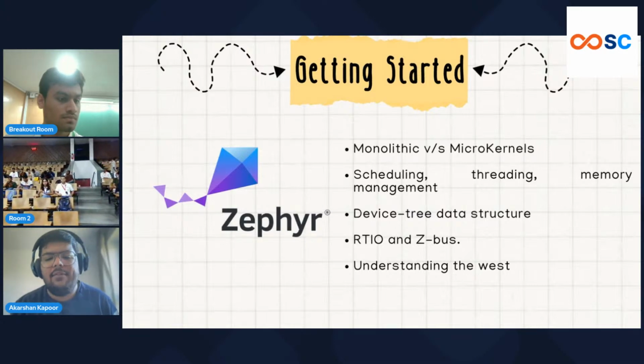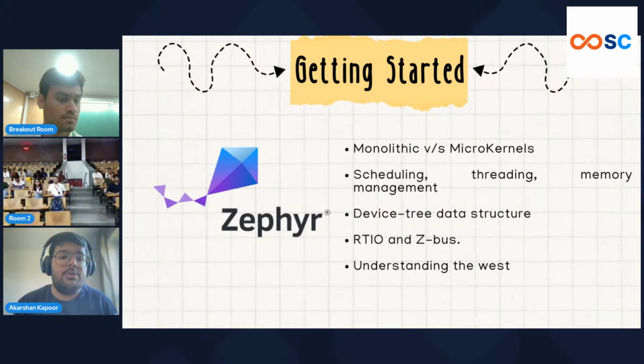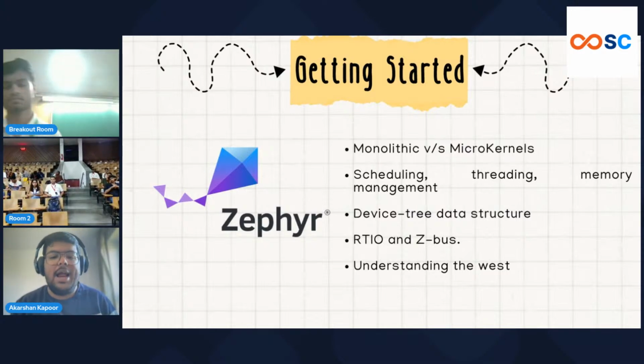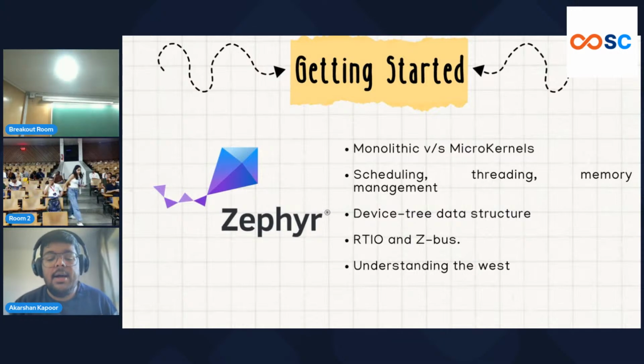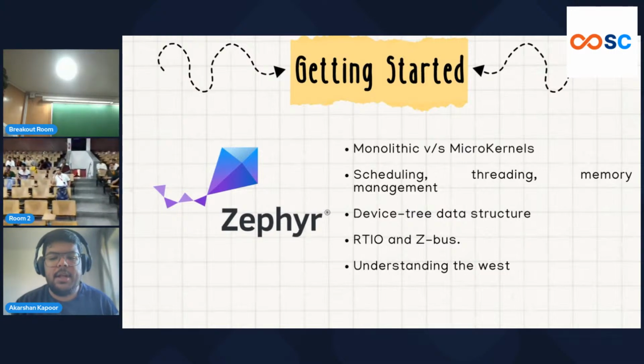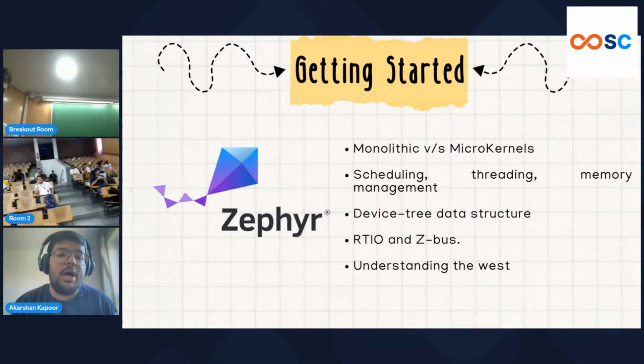Apart from that, we all have learned about data structures. Zephyr uses a specialized data structure, which is called the device tree data structure, and that is really cool in implementing all the binary files. You should learn about real-time input-output and also bus management. Zephyr has its own bus management protocol called ZBus, which helps in managing all the binaries and all the system protocols.